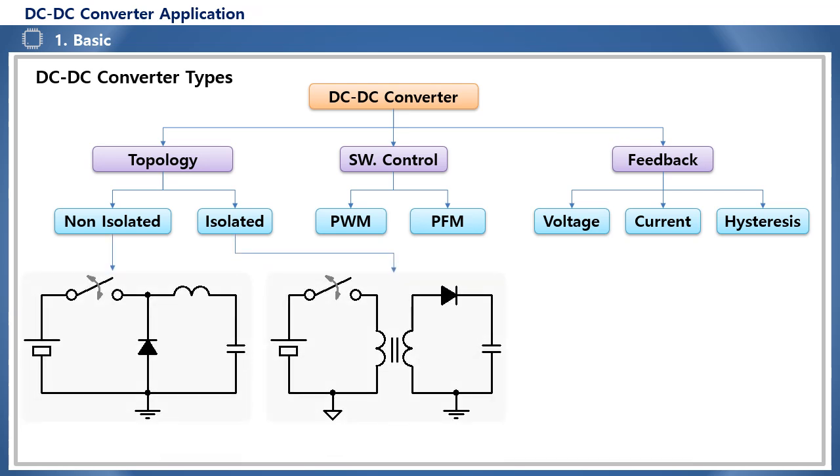In the topology of DC-DC converters, it is divided into a non-isolated method in which the input side ground and the output side ground are connected, and an isolated method in which the input side ground and the output side ground are separated. Most DC-DC converters use the non-isolated method, and the isolated method is mainly used in AC-DC converters.